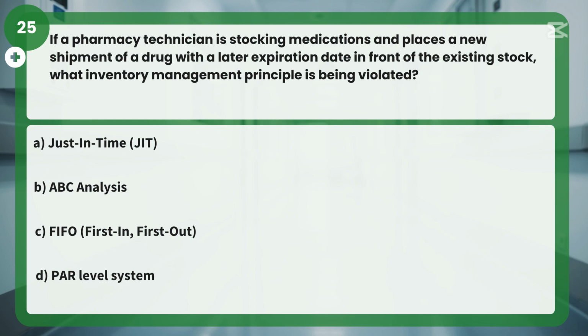Question 25. If a pharmacy technician is stocking medications and places a new shipment of a drug with a later expiration date in front of the existing stock, what inventory management principle is being violated? A. Just-in-time, JIT. B. ABC analysis. C. FIFO, first in, first out. D. Par level system.